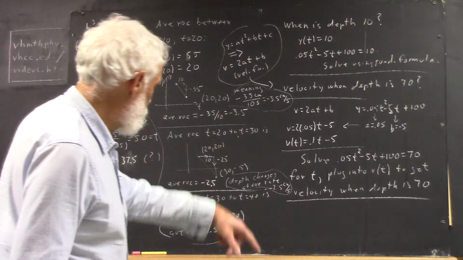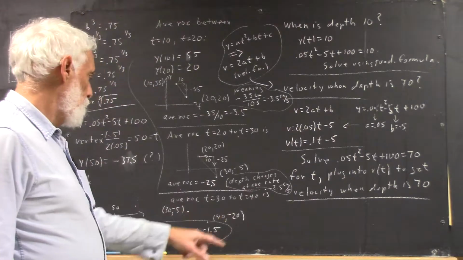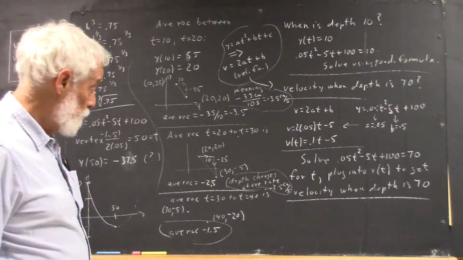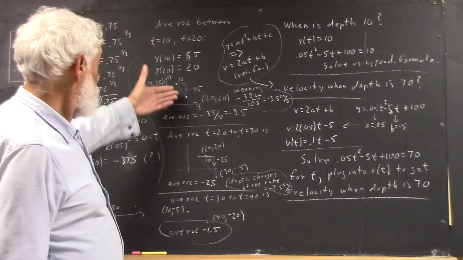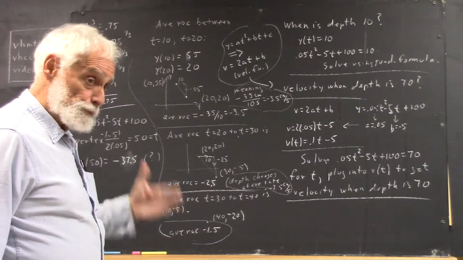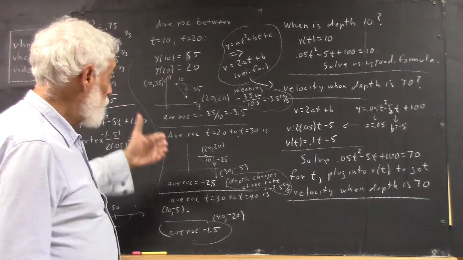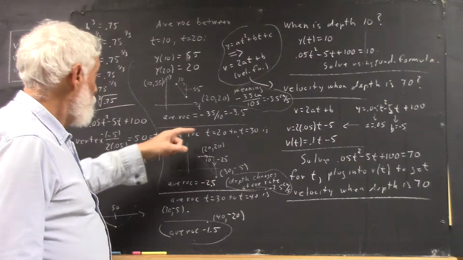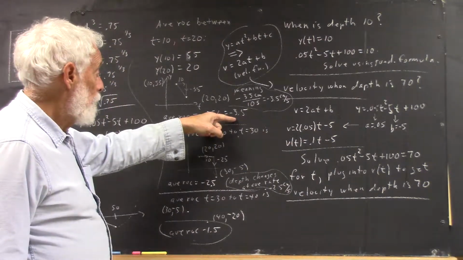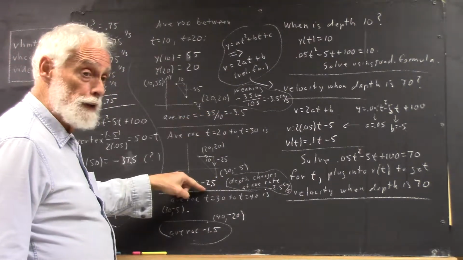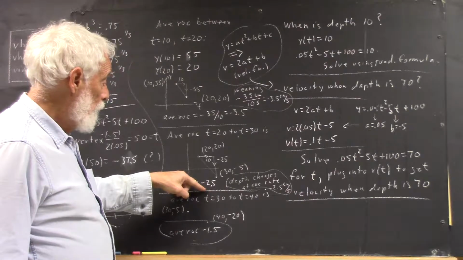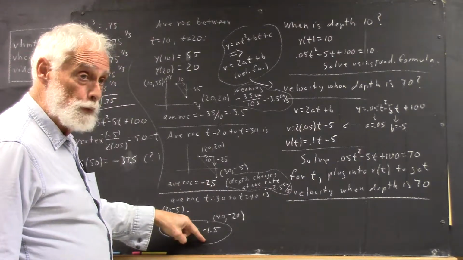And then from t equals 30 to t equals 40, we get these 2 points, and the average rate of change is −1.5. Now, one thing we see is that on these equal intervals, these 10-second intervals, the average rate of change changes from −3.5 to −2.5, and then from −2.5 to −1.5.